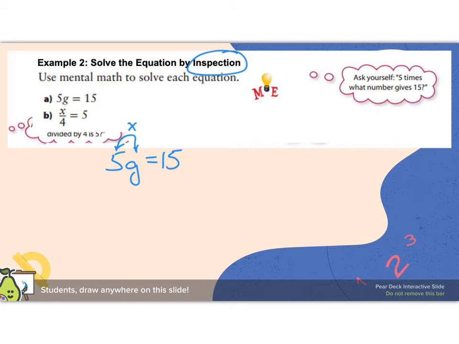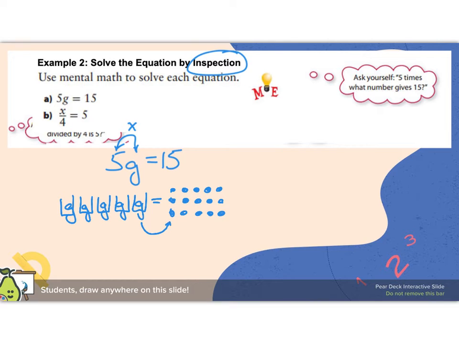Thinking back to our algebra cups and counters and our tiles, this would be the same thing as having 1, 2, 3, 4, 5 cups equal to 15 of these counters. And so each of these cups would be worth a g. They're all exactly the same letter. So I have 5 of these cups, each one is a g. If I want to figure out what 1 g is worth, I'm just going to have to divide my total of 15 into 5 sections: 1, 2, 3, 4, 5. And so it looks like each g is equal to 3.